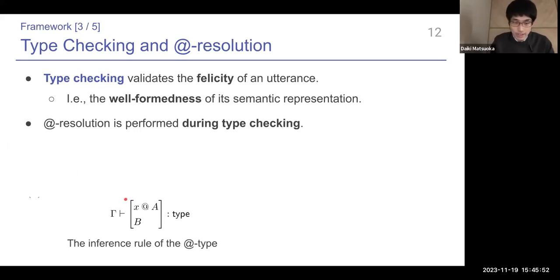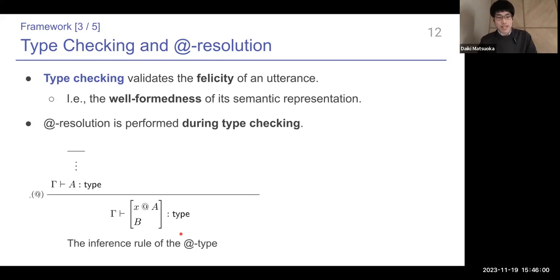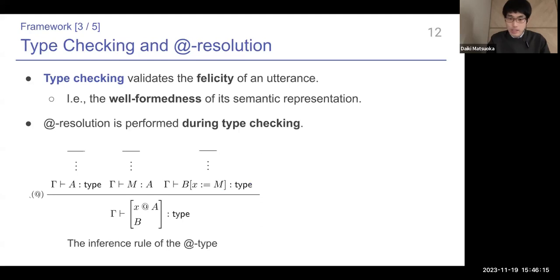We need to prove that under this typing context, this aspirant type is well-formed as a type. And we have three premises. The first is that A is well-formed. Then we need to construct a term M of type A. This is necessary because this amounts to finding an antecedent of an anaphora. And the last one is that B, where X is replaced with M, is well-formed as a type.